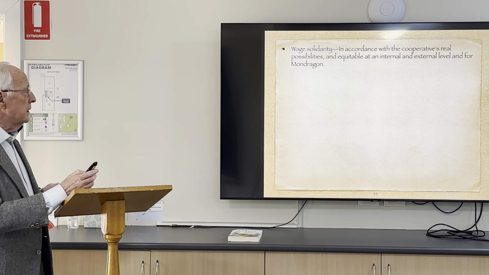The 6th one, wage solidarity in accordance with the cooperative's real possibilities and equitable at an internal and external level. So for Mondragon, the wages come with the profits, with the cooperative's real possibilities, and they're equitable for both internal and external.